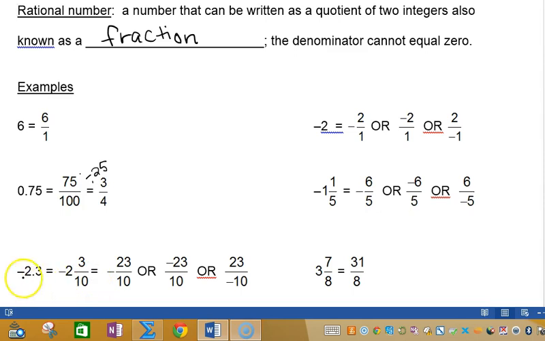And then -2 and 3/10. We can write that as a mixed number, -2 and 3/10, which then we can change to a quotient of two integers by multiplying 10 times 2, which is 20, plus 3, which is 23. So it would be -23/10. And finally, 3 and 7/8 can be written as a rational number. 8 times 3 is 24, plus 7 is 31. So this is the same thing as 31/8.